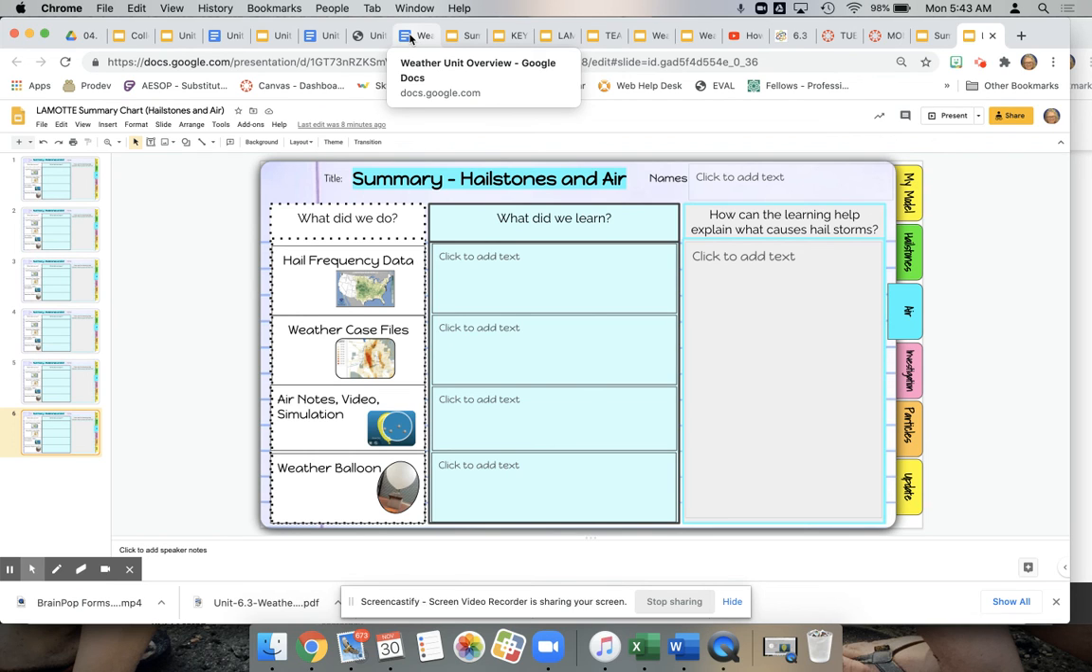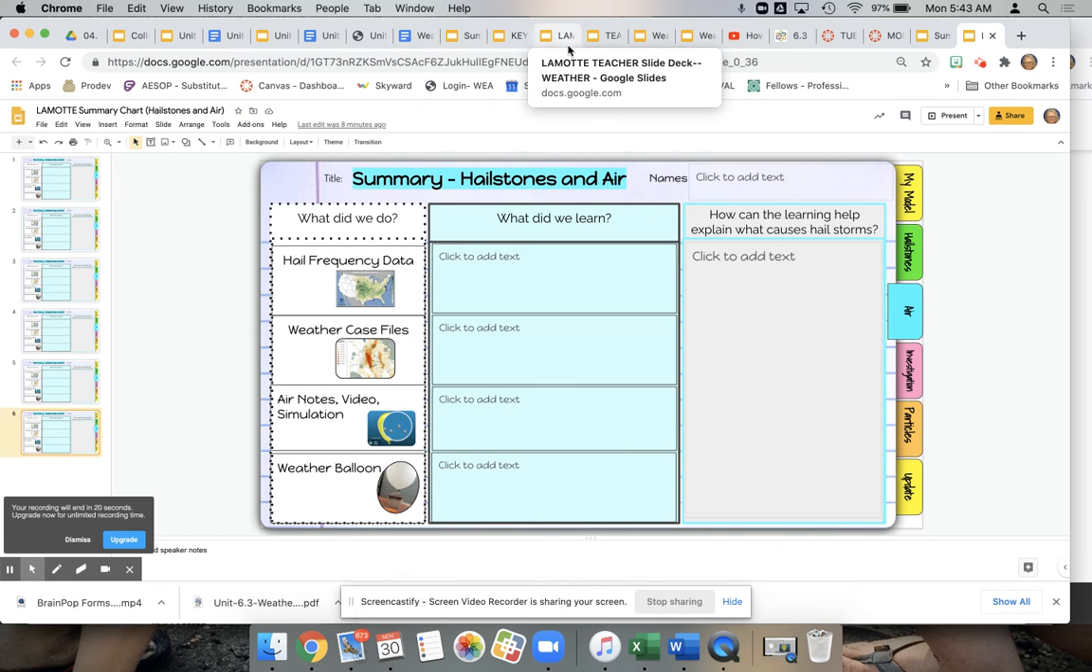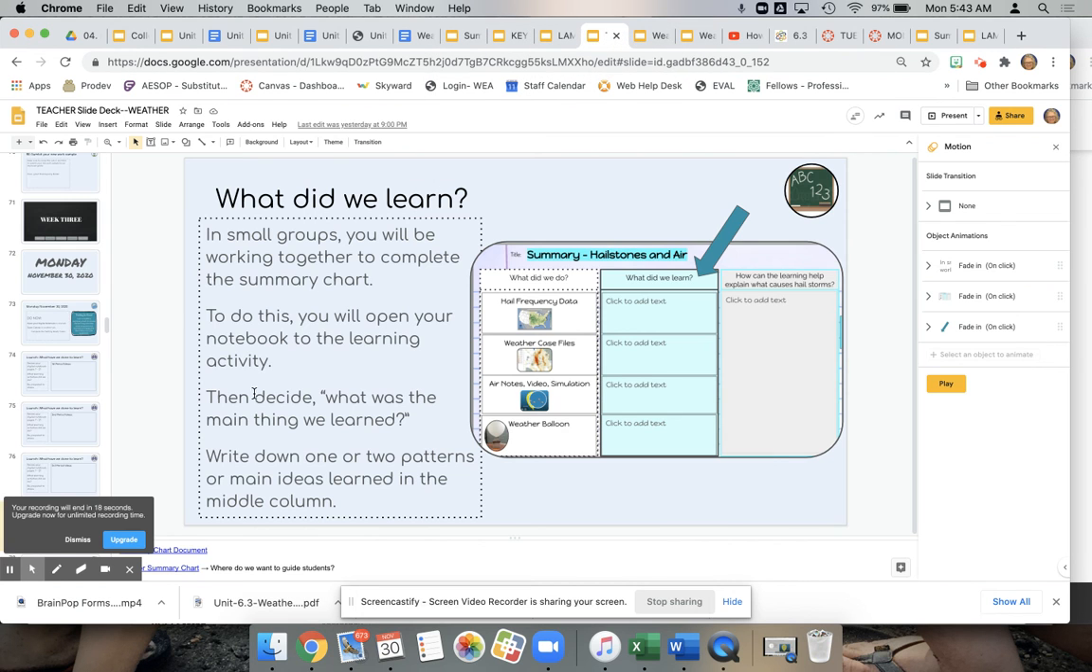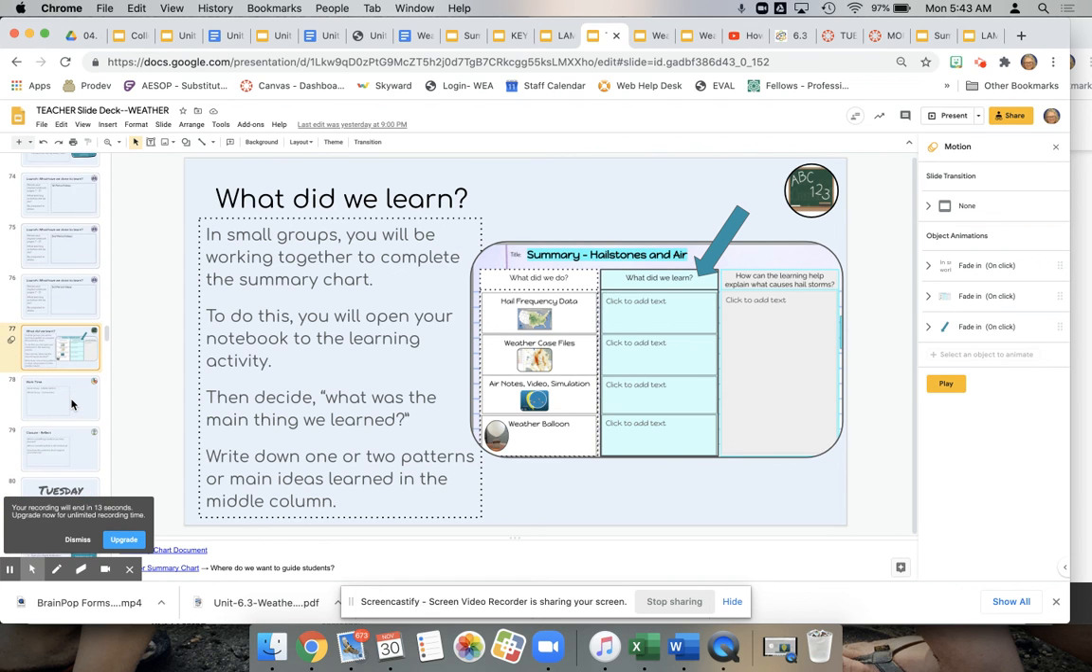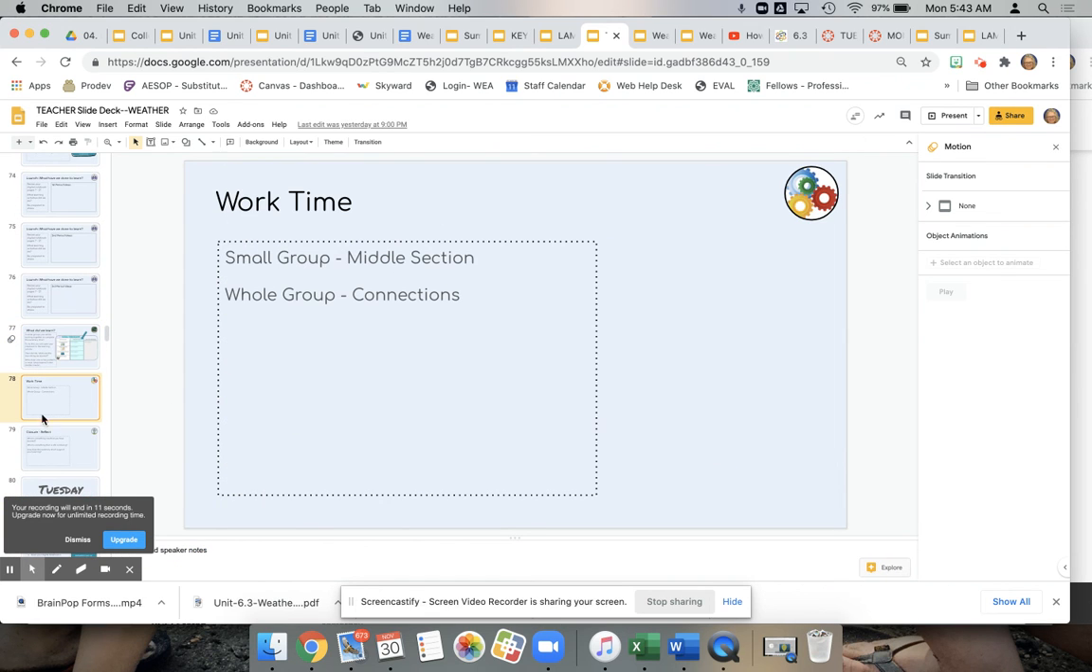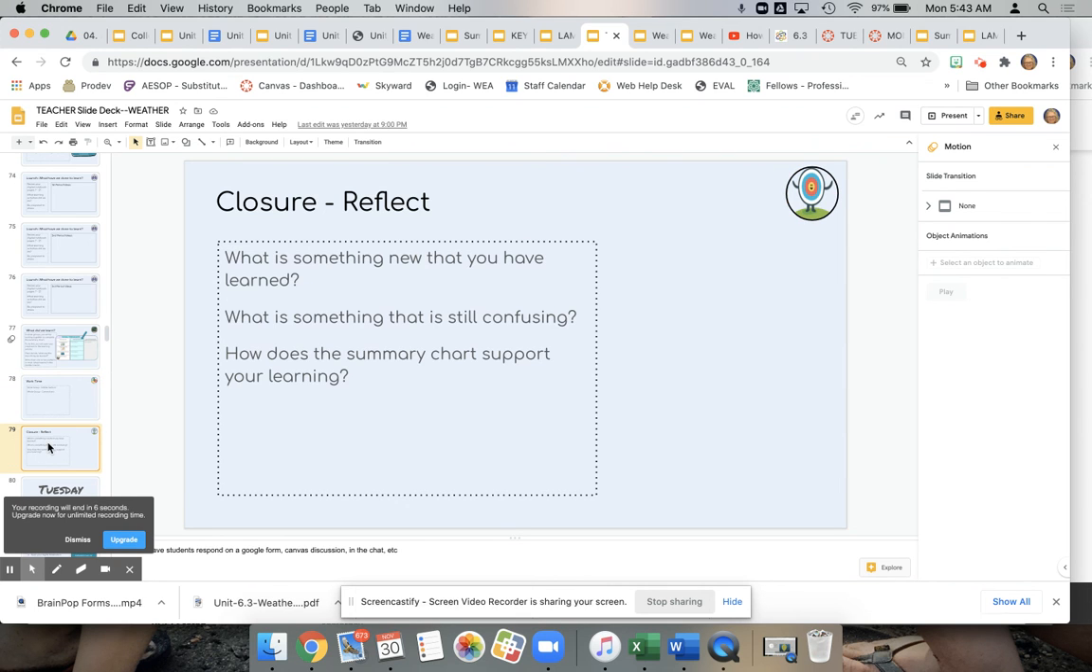And if you find that some groups are just not writing anything down, it's possible that they're talking things through, but it's also possible that they could use your help. And so that's a great time to just go join them in their breakout room. Once that is done, you can bring students back together to go over that third column of the making connections. And then for the closure, I suggest that students do a reflection on their learning.